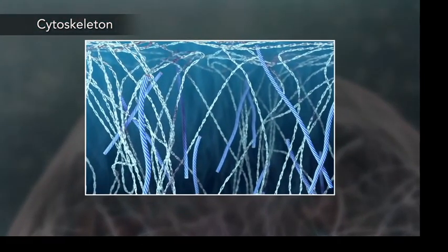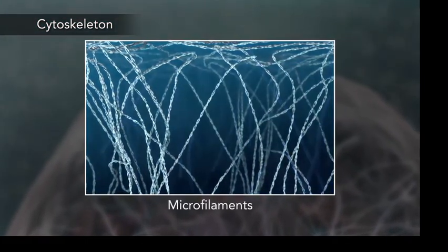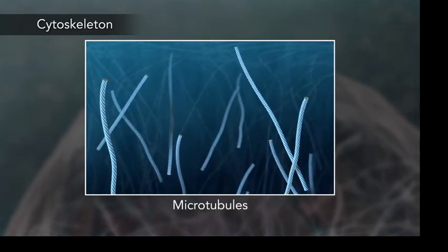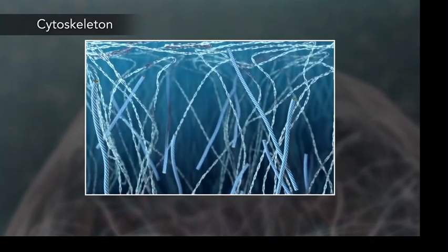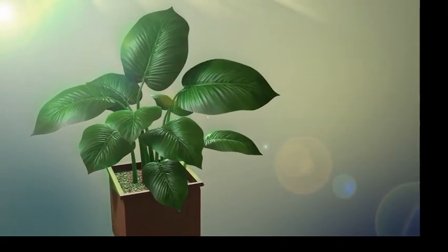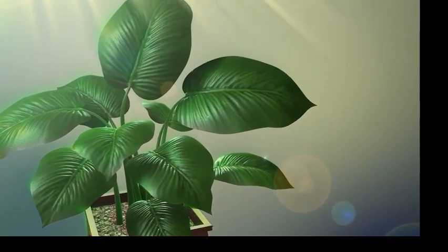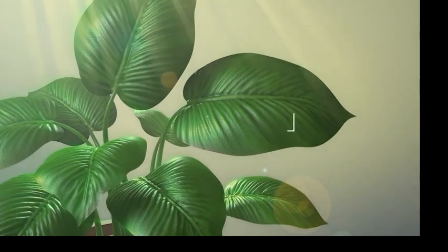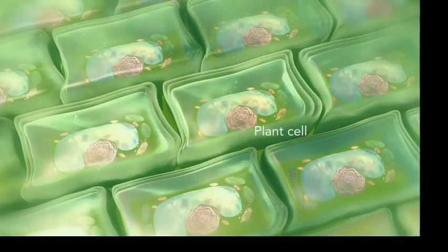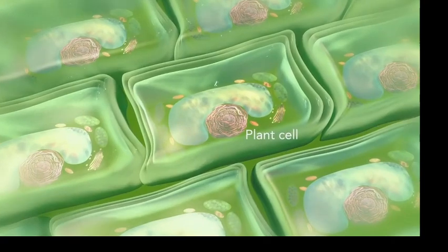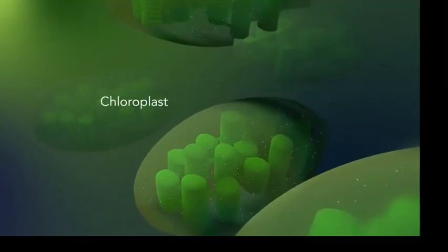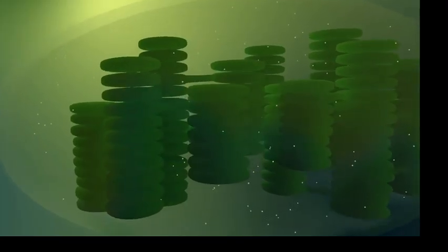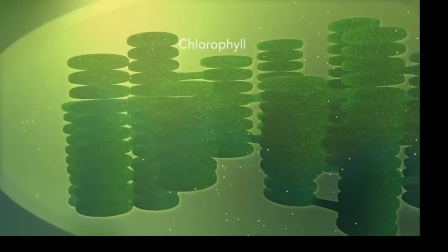The cytoskeleton includes the thread-like microfilaments, which are made of protein, and microtubules, which are thin, hollow tubes. Some organisms, such as plants, are photoautotrophic, meaning they capture sunlight for energy, and have cells with an organelle called a chloroplast. The chloroplast is where photosynthesis happens. It's green because it has a green pigment called chlorophyll.